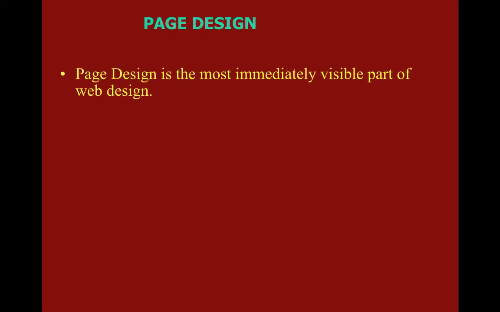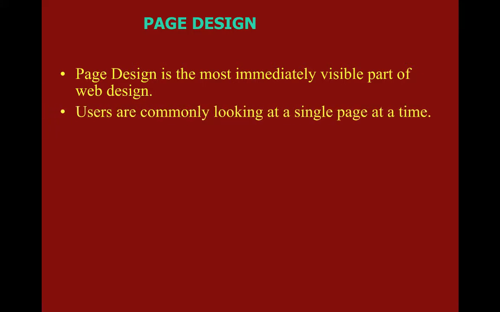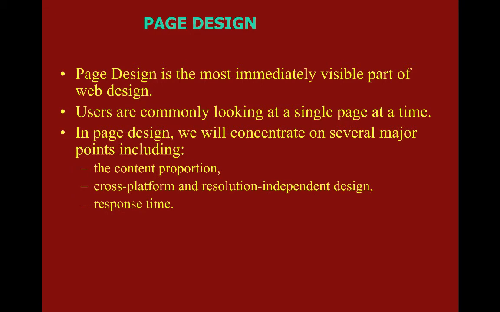When designing individual pages, we want to look at the visible part of the web design, and users, of course, look at one page at a time. There are 3 considerations. We need to look at the content proportion. So how much of the page is devoted to a certain type of content, how much of the page is devoted to a different type of content, and so on.